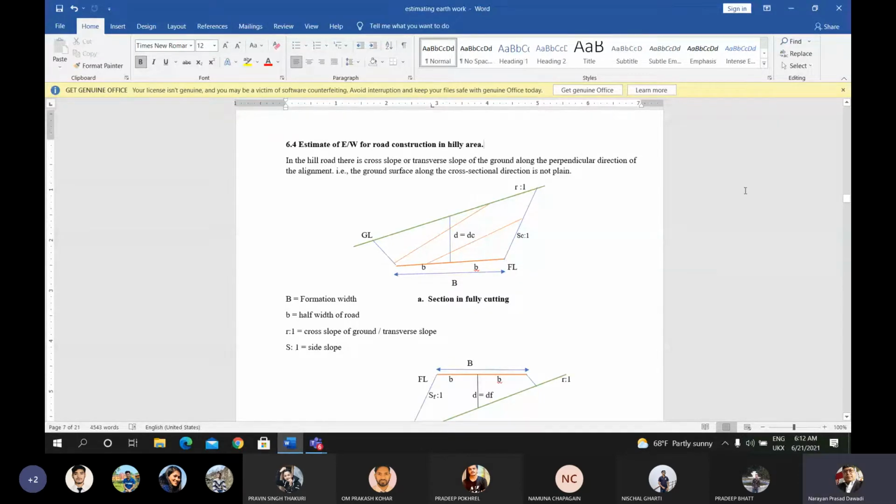In the hill road, along the cross section direction, there will be the cross slope of the ground. That cross slope of the ground is also called the transverse slope. If in the examination you are asked to do rate analysis, do earthwork calculation for the road, giving the cross slope, this transverse slope, then that problem is for the hill road. Without stating the road type of the road, you may be given the cross slope.